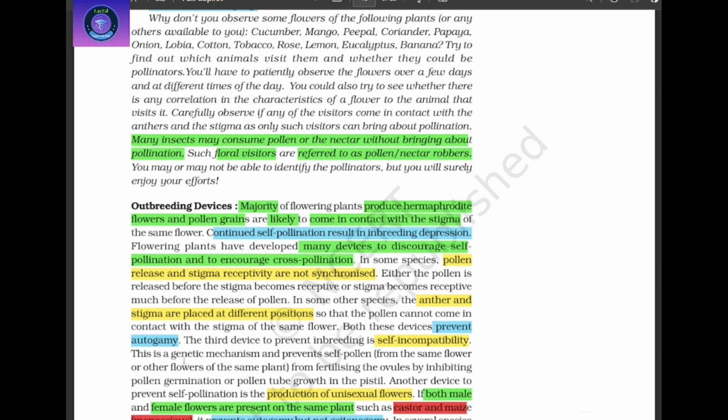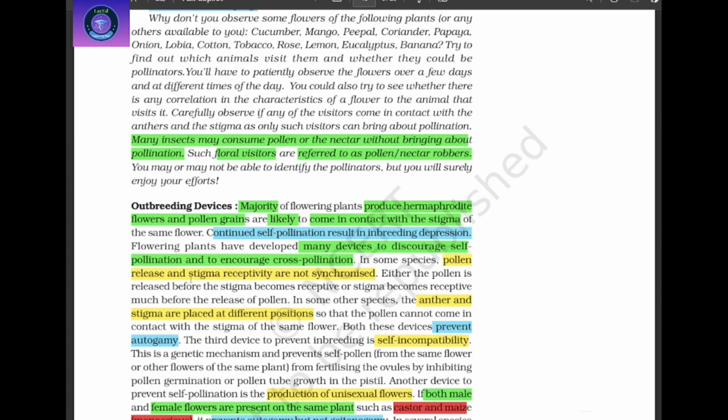Now, autogamy was covered in the previous video. If you have not watched it, do watch it, because if you don't, you cannot understand the concept of autogamy in detail, where I have taught you the genetic and physiological happenings. So two devices we have done: heterogamy, where the release of pollen and stigma receptivity are not synchronized, and the second, where the anther and stigma are at different positions. Two devices done.